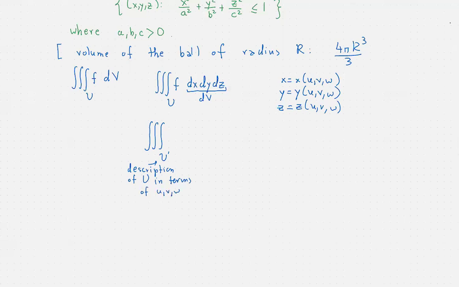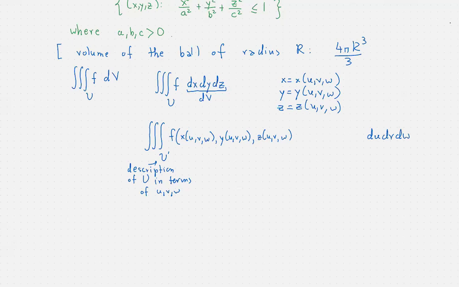Then f needs to be expressed in terms of the new variables. So we're going to replace x, y, and z by their expressions in terms of the new variables. And as differential, we put here du dv dw. Again, this does not imply a triple iterated integral. Rather, it emphasizes the fact that we're integrating with respect to u, v, and w.